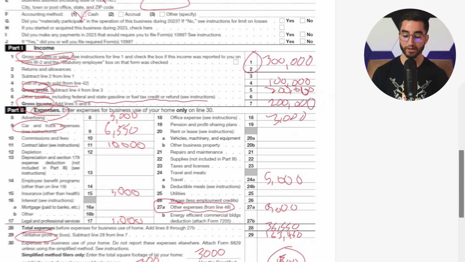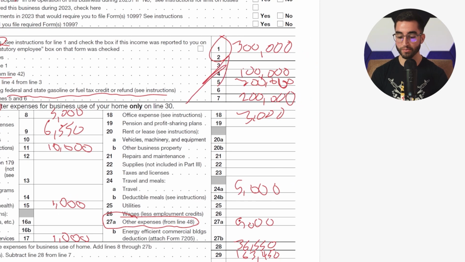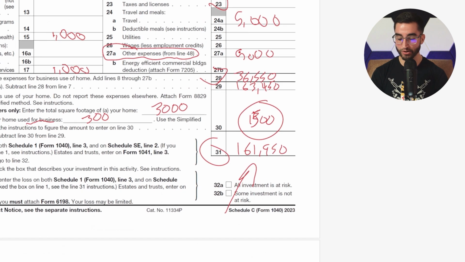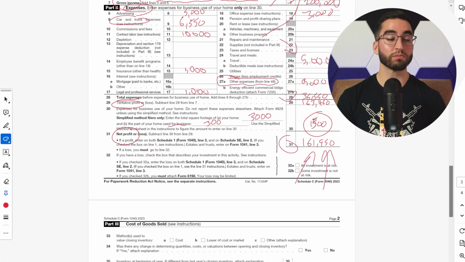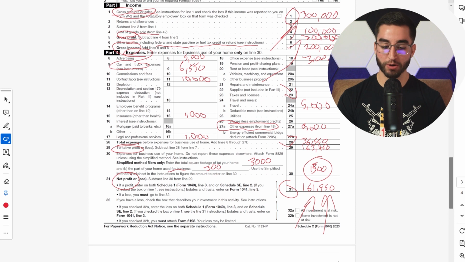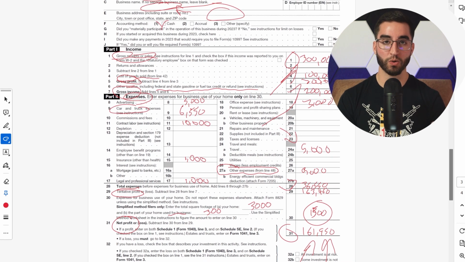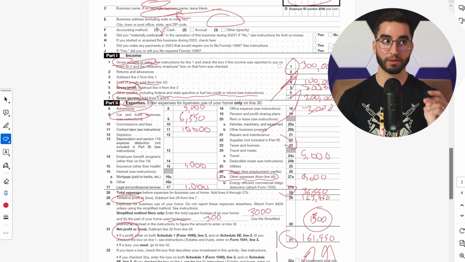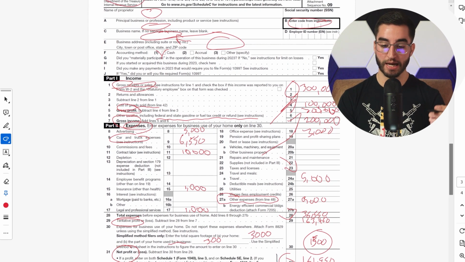It's all about total income less all of your expenses in order to determine your net profit. Net profit is what you're going to pay taxes on. So now that we figured out our net profit, you're probably wondering, okay, great, so how do I pay myself for my business? Because I'm going to owe a lot of taxes on this. How do I get paid from this?